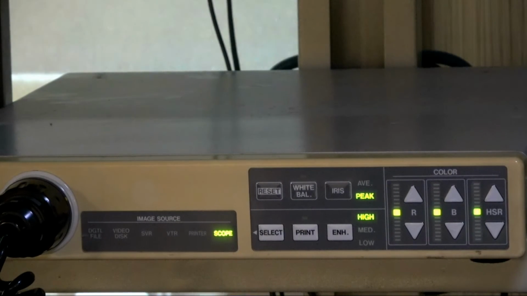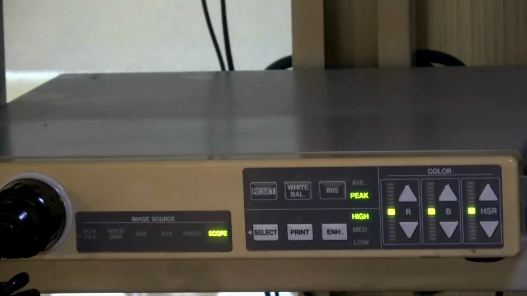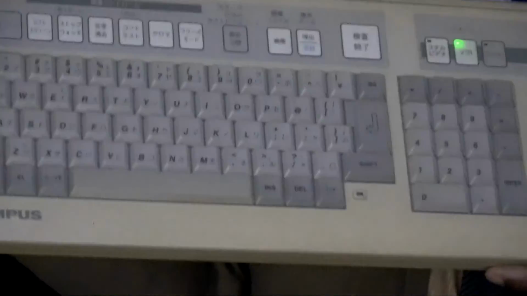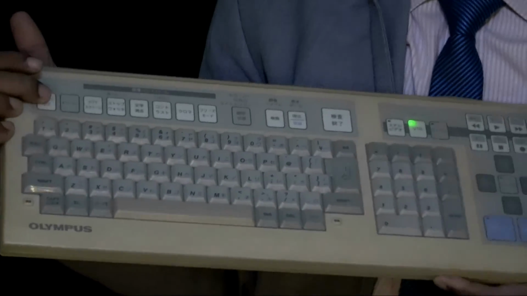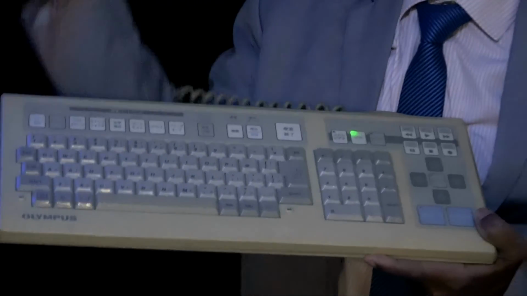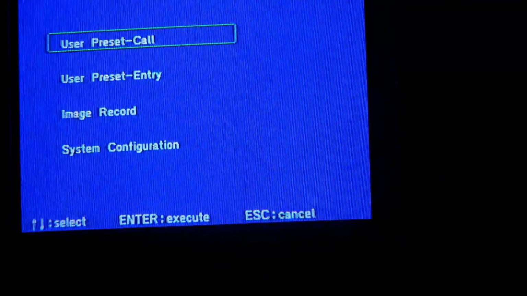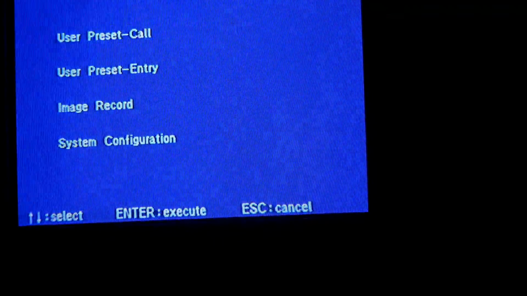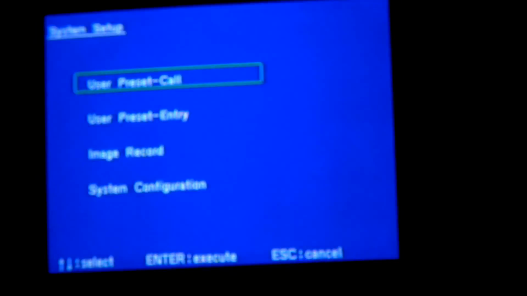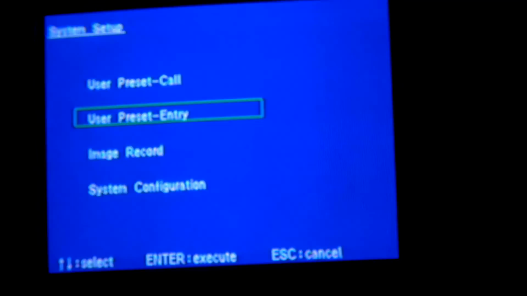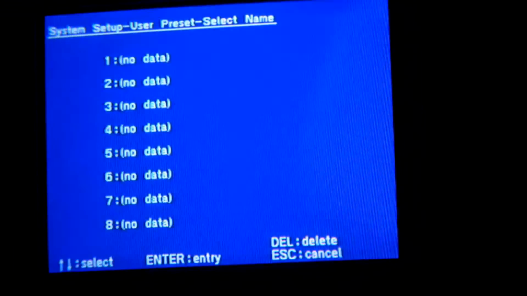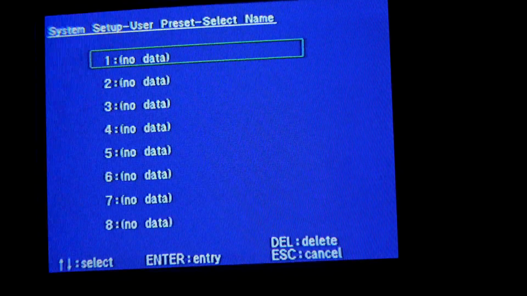Here to program, we will see the keyboard. In the keyboard you have different buttons, and you will press the escape button. Once you press escape, on the screen you will see it go to the user preset call. User preset call means you can call your name, but before that you have to enter your name. So I am going up, and you can press the user preset entry and enter. Now there is no data right now, I am putting the data.